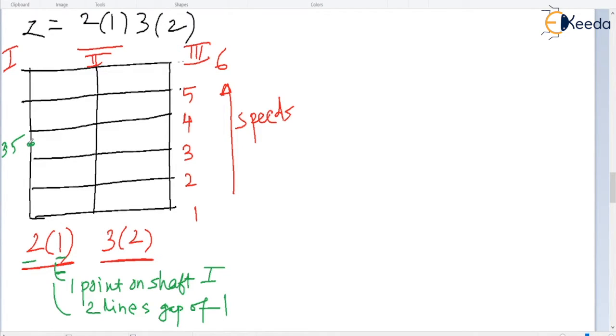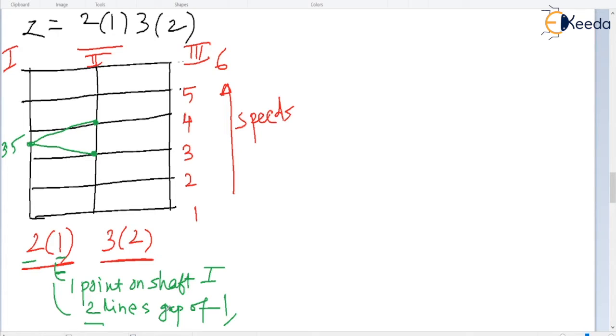Now through this point we are going to draw 2 lines, with a gap of 1. So here we are going to plot the second point, and here the third point. If we join it, it will be a gap of 1, that is 3 and 4. It is a gap of 1, and it fulfills all our conditions: there is 1 point on shaft 1 and 2 lines at a gap of 1.